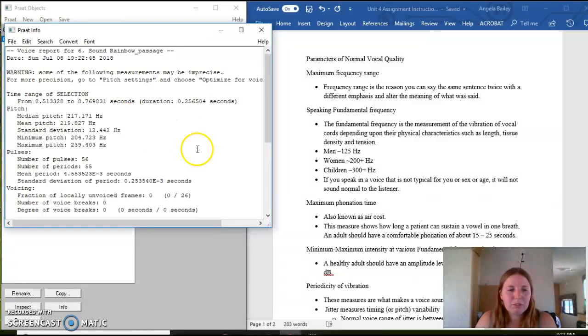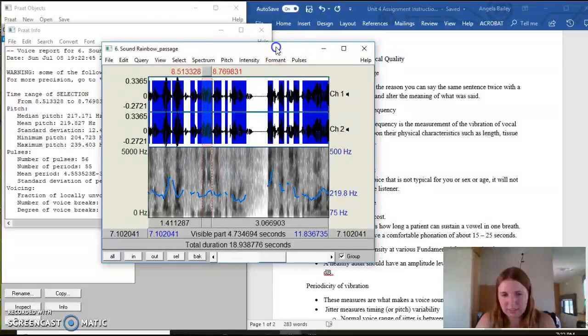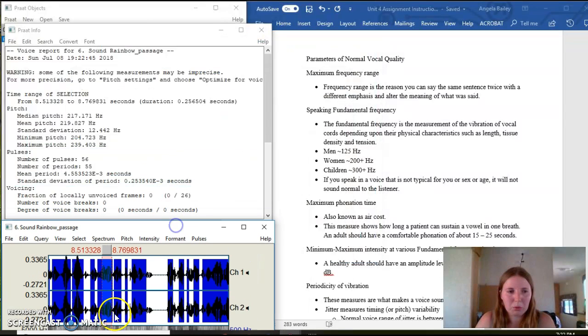So different parts of the sonogram will show different data, and that's okay. We're going to see if this little portion that I've highlighted here is within normal limits.